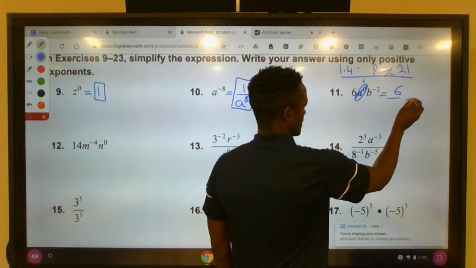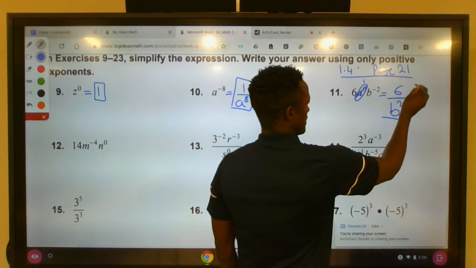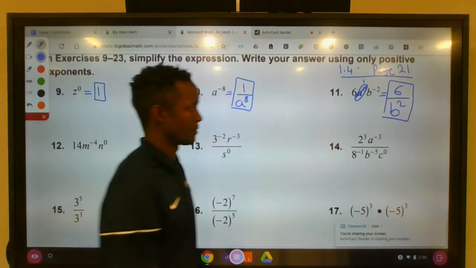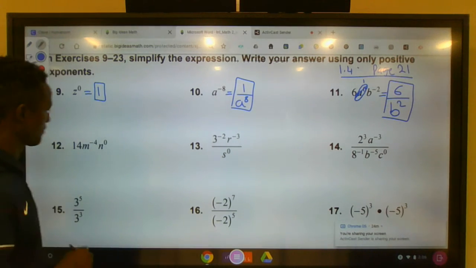6 is positive, it stays at the top. B to the second power. Nothing else we can do here since we're simplifying and we have positive exponents. We're good to move on.